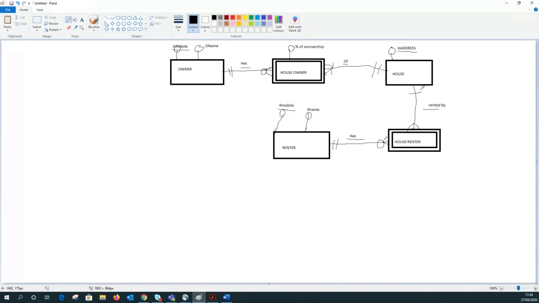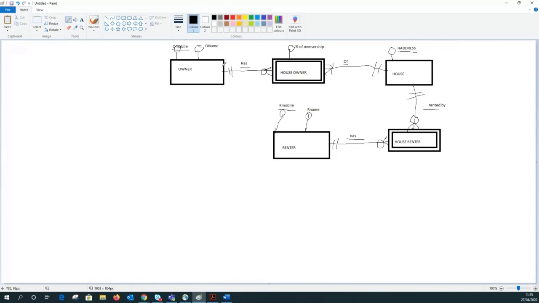The cardinality constraint, if you have the one house, that house may be rented by the renters. We can have houses without having the renters, right? Maybe the house at the moment is being repaired or upgraded, etc. So we may have the renters, right? But if you have the house renter, that house renter must belong to the one house. So that is how we put the cardinality constraints.